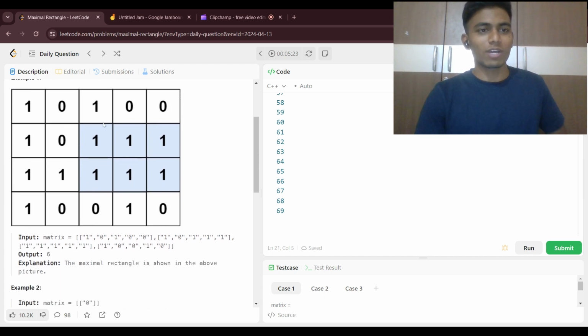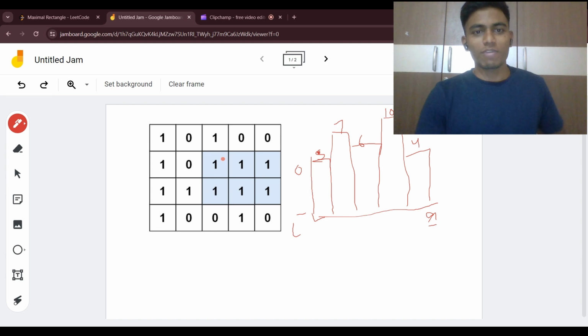Suppose we consider this particular matrix. Now we have different rectangles. One rectangle is going to be like this, and then the other rectangle is like this, and the other rectangle is like this, and then one more rectangle is this one. So this is the maximum area of this matrix, which will have this particular rectangle, and which will consist of only ones. So we are going to return this particular area.